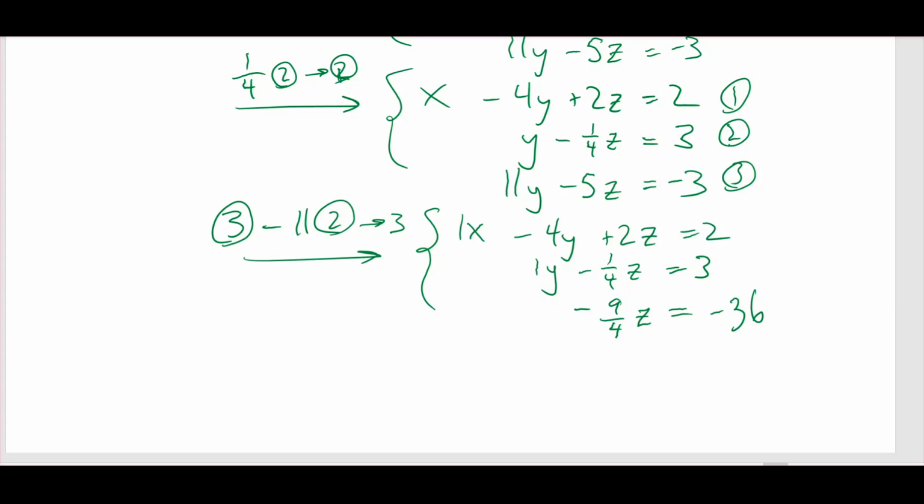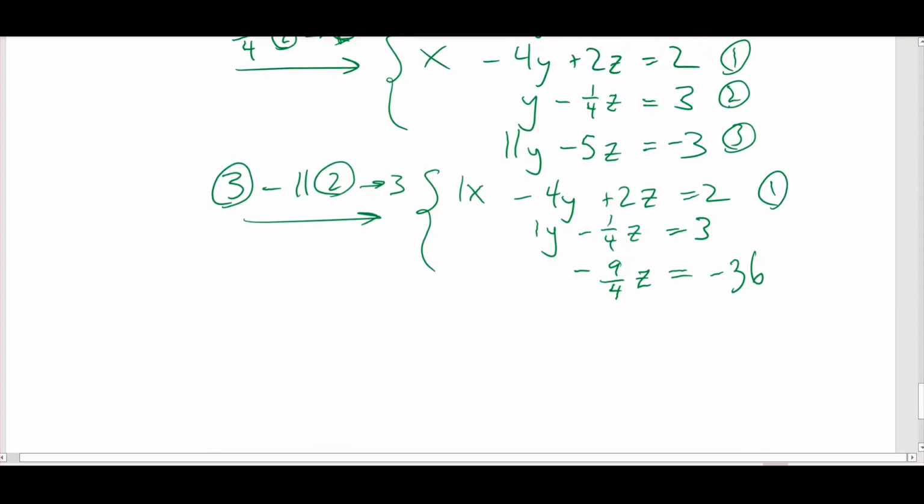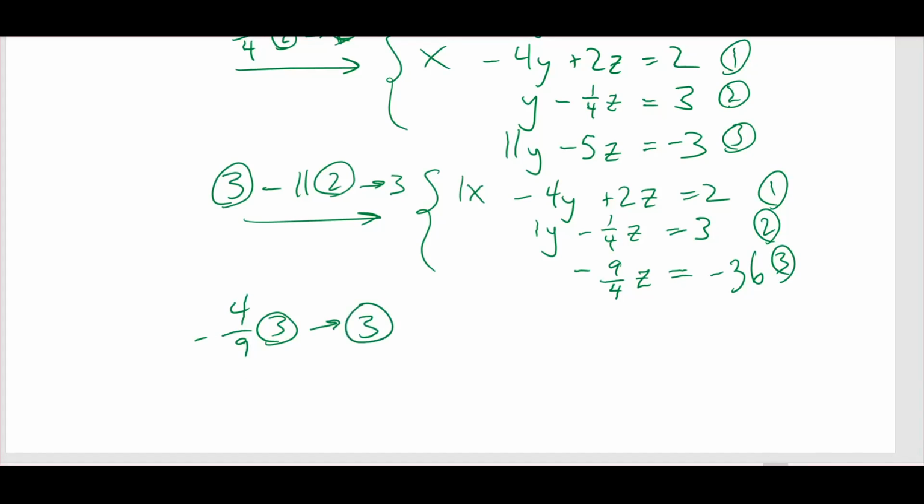And now we just need to get that to be a 1. So this is going to be just a one more step kind of deal. If we call that 1, 2, 3, we can just take negative 4/9 times row 3 and replace row 3 with that. And that's going to get rid of the coefficient in front of the z.